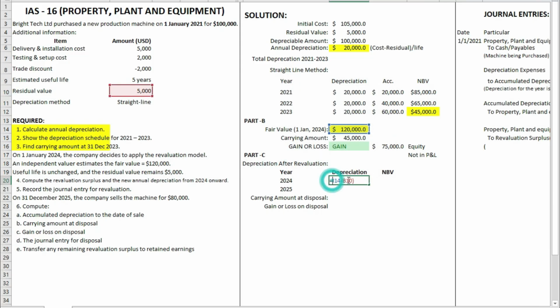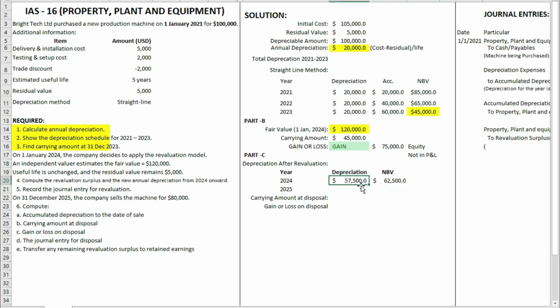and then divided by our life. How much life is it, 5 years? No, it's 2 years now. So we have the depreciation of 57,500, and the net book value now is actually 120,000 minus depreciation. So this is our net book value, which is 62,500.